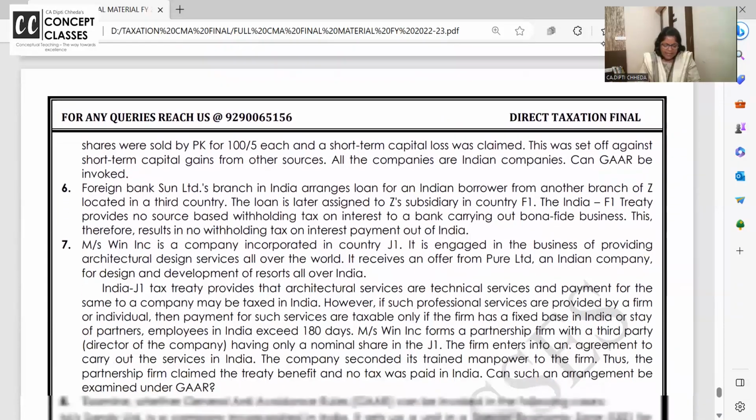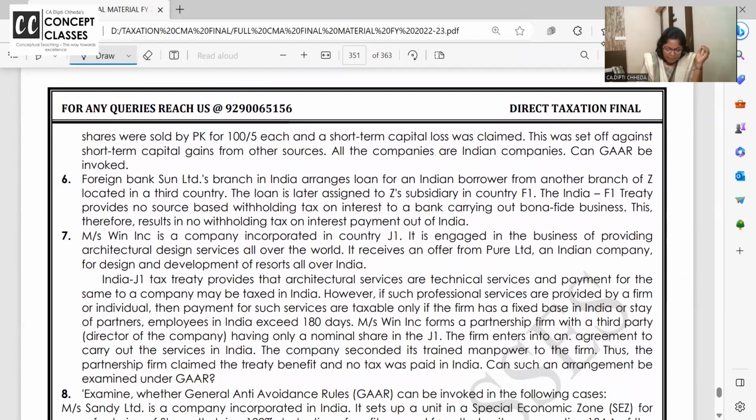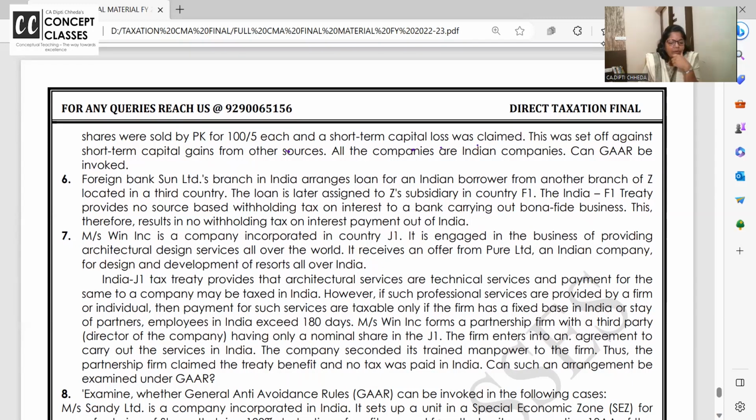Okay. And then the said shares were sold by PK for 100 or 5 each, and short term capital loss. Obviously बहुत महंगे रेट में खरीदे और सस्ते रेट में बेच दिए. This was set off against short-term capital gain from other sources. कौन? PK के पास. PK को loss क्यों आया? He purchased shares of his subsidiary at 3,600, whereas market value was 100, and then sold them at less than 100. तो PK को loss आया. That loss he has tried to set off against other capital gain.